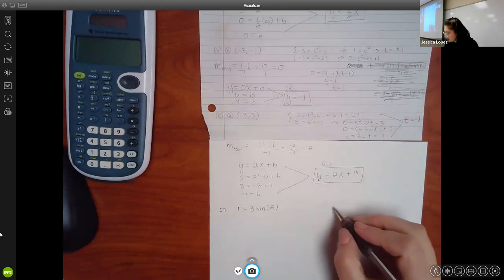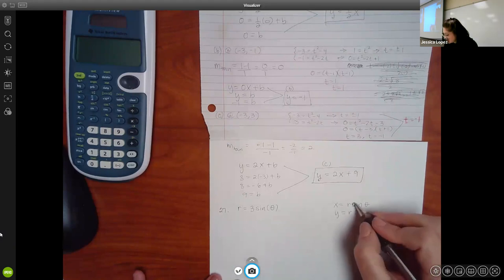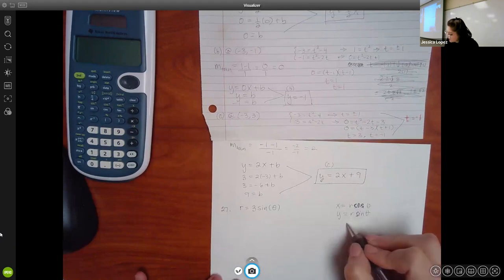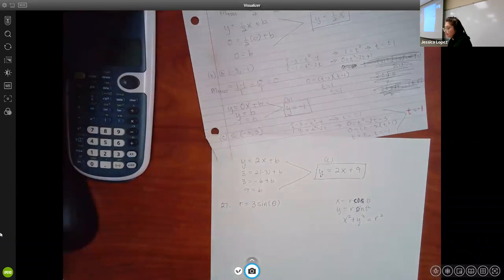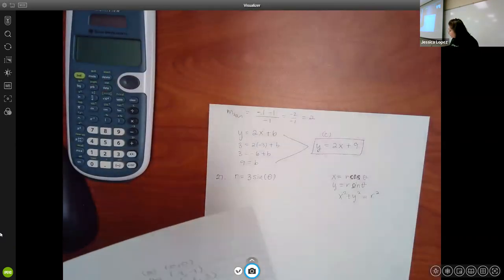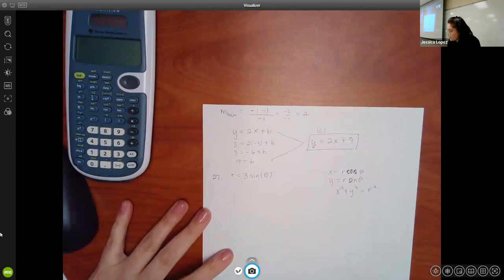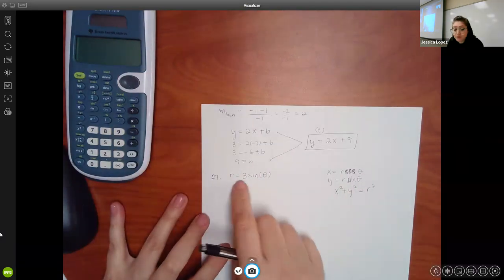So remember, there's three basic conversions. You have that x equals r cosine theta, y equals r sine theta. I did this backwards. And then you have also that x squared plus y squared equals r squared. One thing that we notice here is that I don't have r squared, right? And I have sine, but I don't have r times sine. Do I? Okay. So in order for me to use these guys, I feel like there needs to be an extra factor of r. So as long as I do the same thing on both sides, I'm okay.